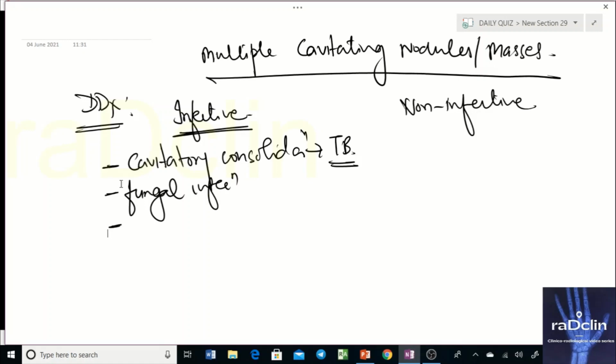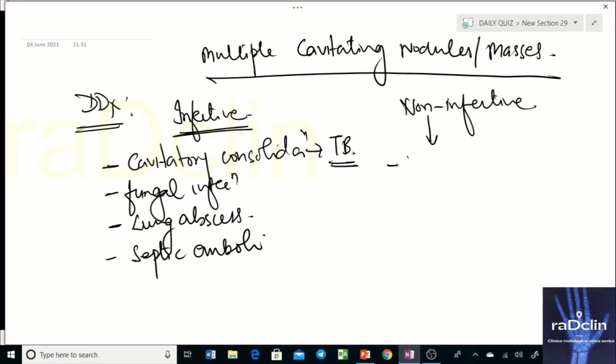Other than that, we can have lung abscess which can lead to cavitation. Also, if you have multiple cavitating nodules in the periphery, these could be septic emboli as well. So these are the infective causes. Among the non-infective causes, it is likely to be a malignancy, and we just wrote down the features that point towards a malignant cavity: an irregular spiculated wall, a solid enhancing component, and a thick wall.